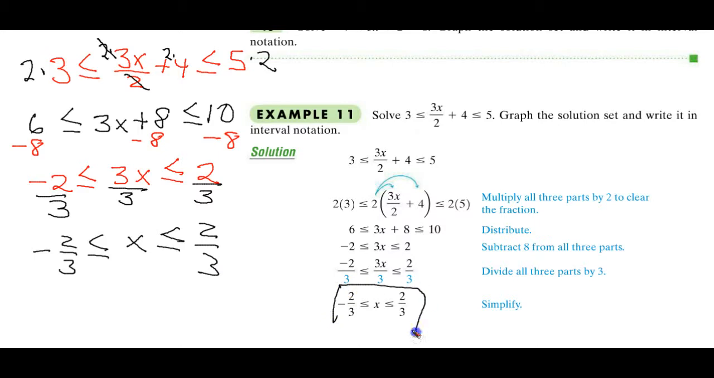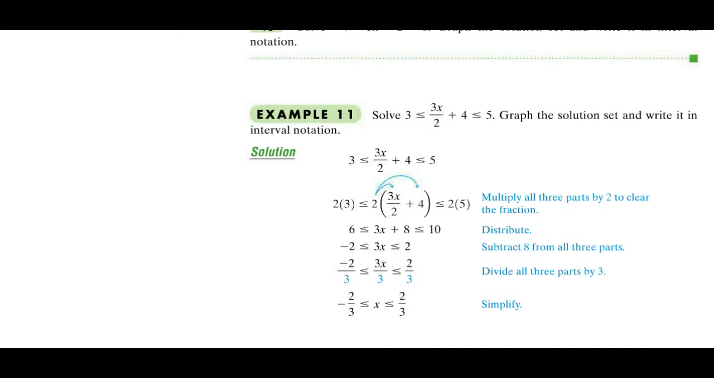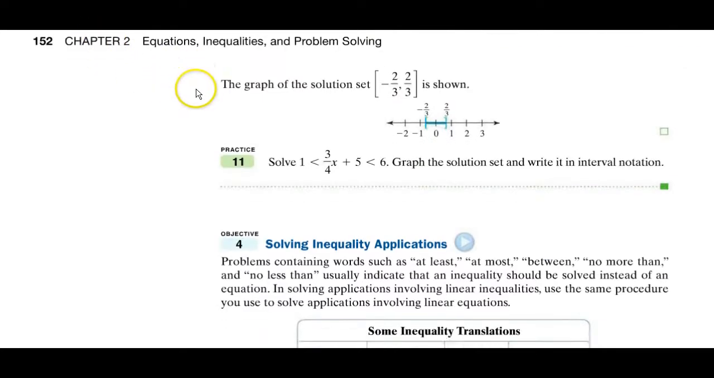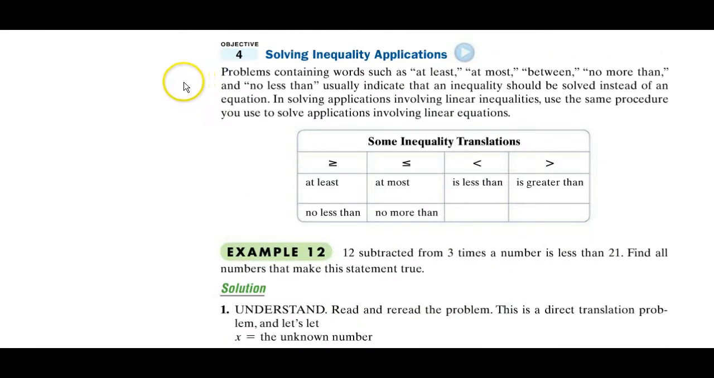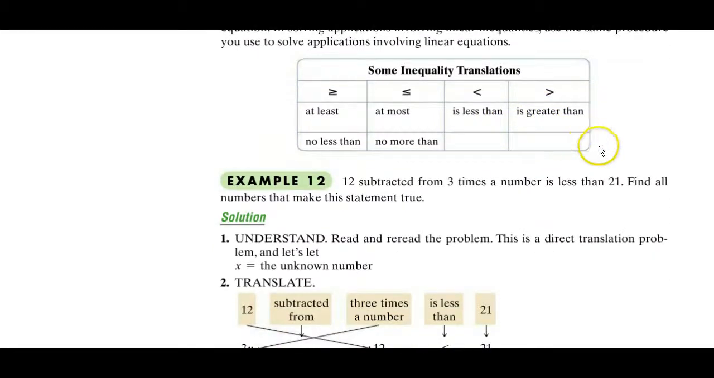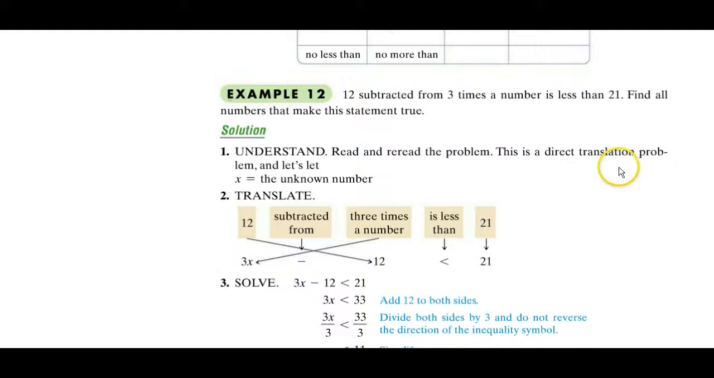And what do you know? There you go. Okay? And you could put that in interval notation or graph it, and that will be that. Let's see if there's any more. They want us to solve an application. Okay, in solving applications, we need to be familiar with some of these words here. At least, that's going to be greater or equal. No less than, greater or equal, and these are the signs. Okay. And let's see if we can do this one here.